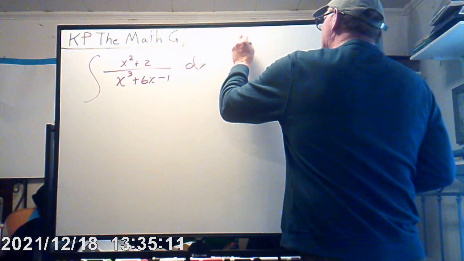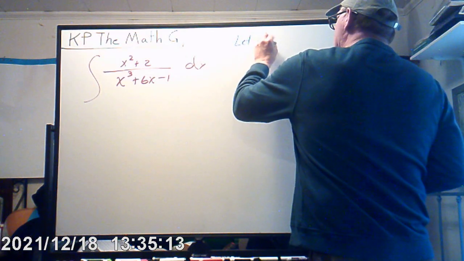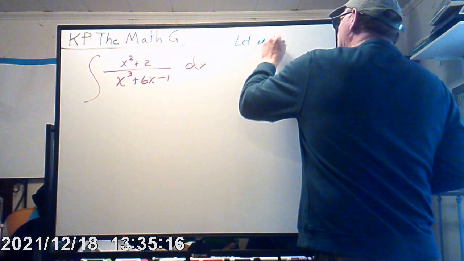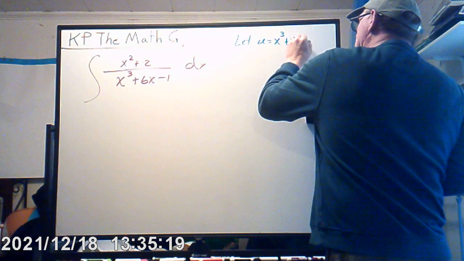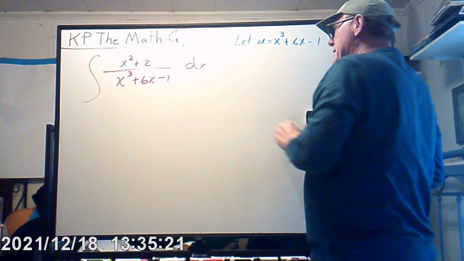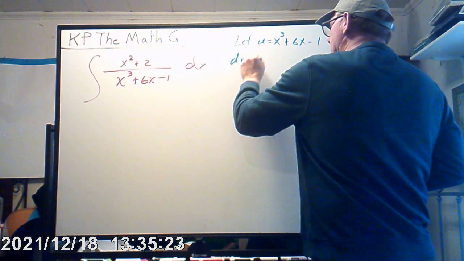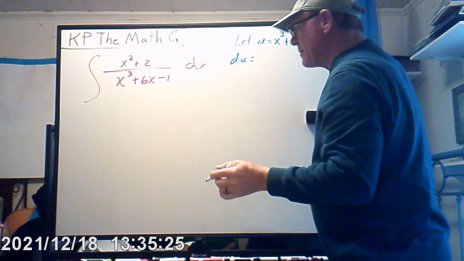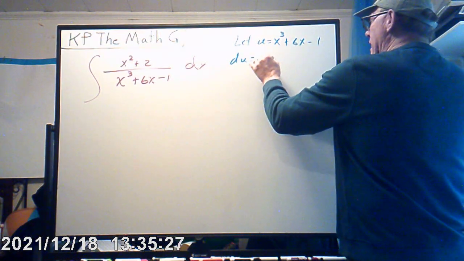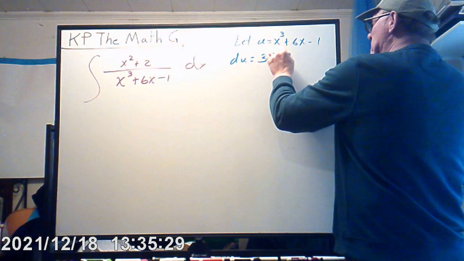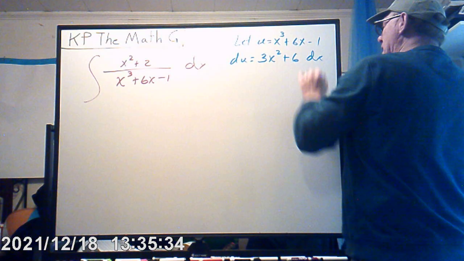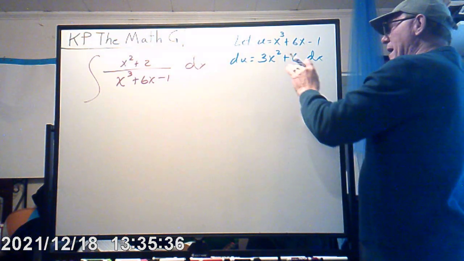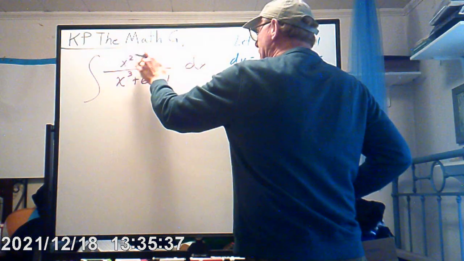Let u be x cubed plus 6x minus 1. Now du, now watch this, is equal to 3x squared plus 6 dx. Now it would be nice if this were 3x squared plus 6.